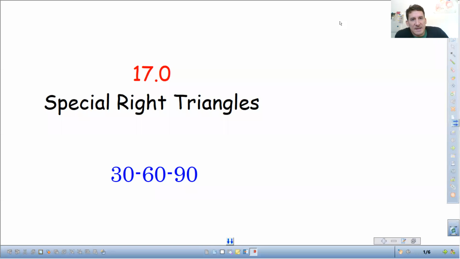All right, IM3 classes. Today we're continuing on with the special right triangles. So last time we did 45, 45, 90. Today we're doing 30, 60, 90. So that means we have a right triangle, so 90 degrees, and the other two angles are 30 and 60.